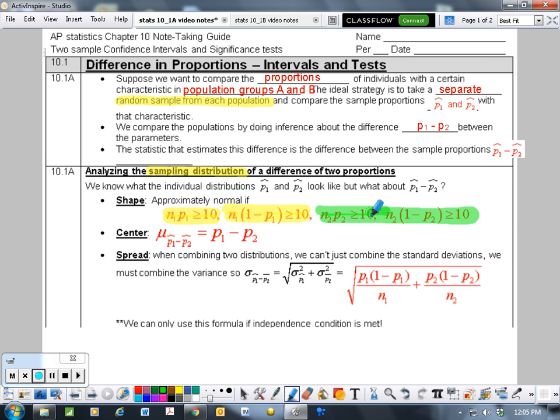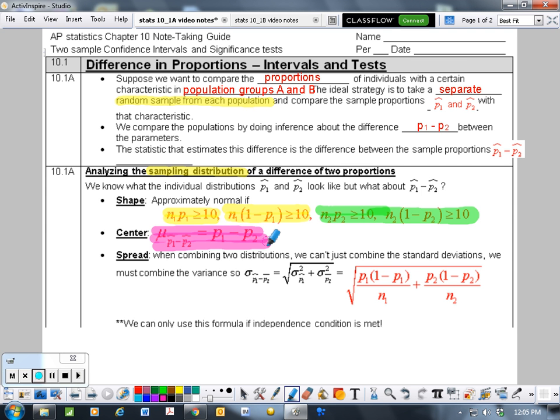So we have to check the normal condition for both of them, which means we're going to have 4 different values that we're checking to see if they're greater than or equal to 10. Why greater than or equal to 10? Because these are proportions. If it was means, then we'd be looking at the sample sizes both being greater than 30. Now, what is the center of our sampling distribution? The center should be the difference between the two sample proportions. So the mean of my sampling distribution will just be proportion 1 minus proportion 2.